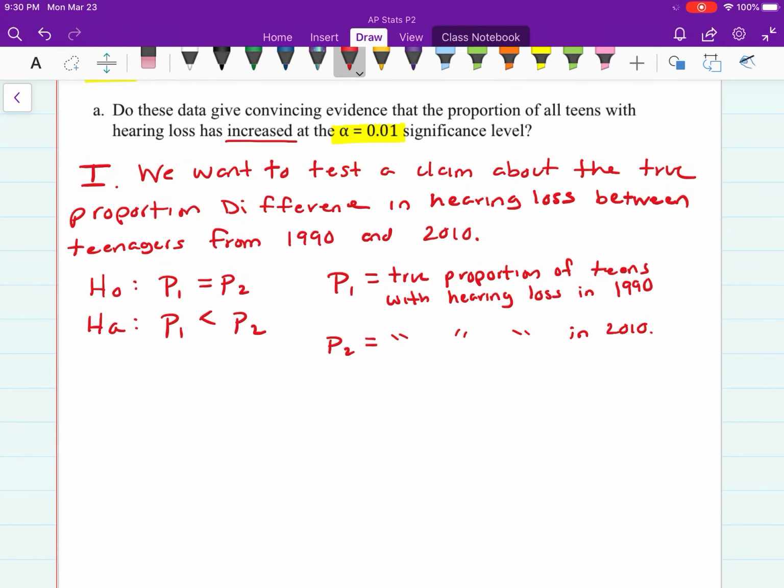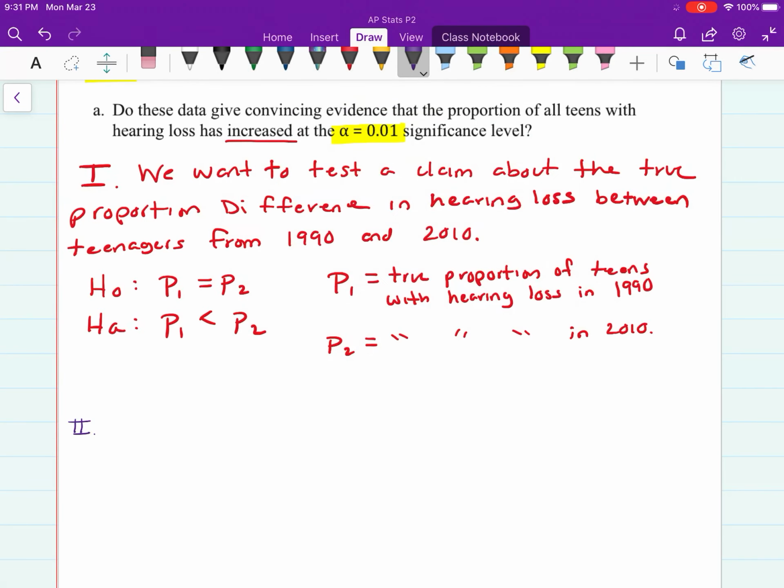Okay, so that's a little bit different. All right, we have two different proportions. Your null hypothesis is always going to be that they're equal to each other, meaning that there's no difference in the proportions of hearing loss between these two groups. And your alternate hypothesis, because I'm setting it up where P1 is the hearing loss of teenagers in 1990, is that that's less than the hearing loss for teenagers in 2010, because we're looking to see if it increased over the years.